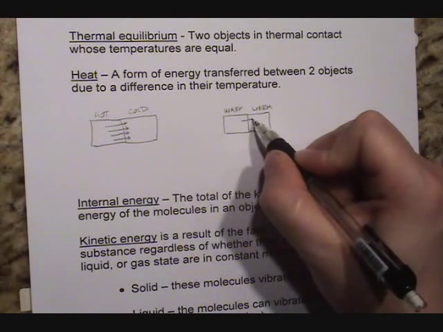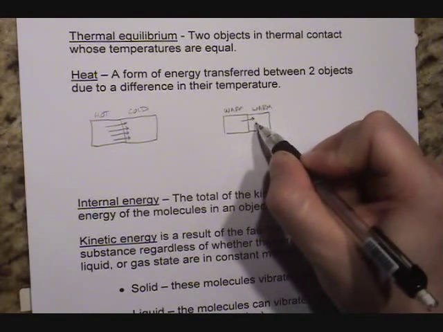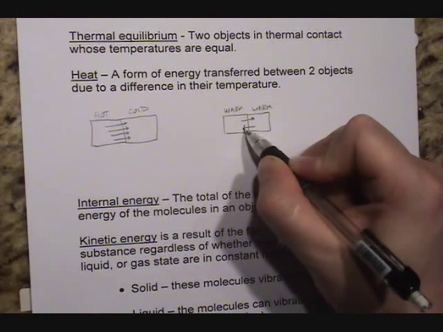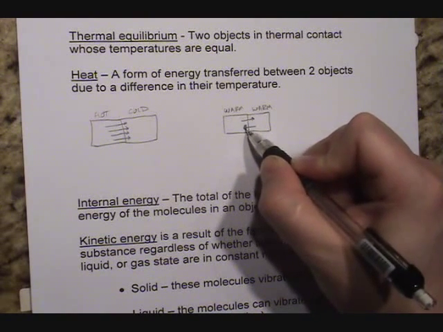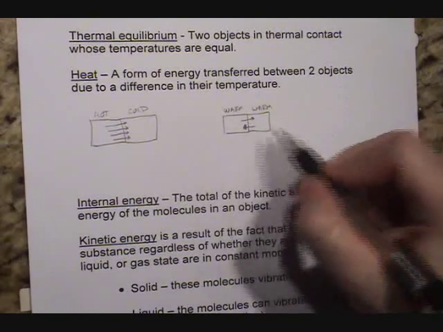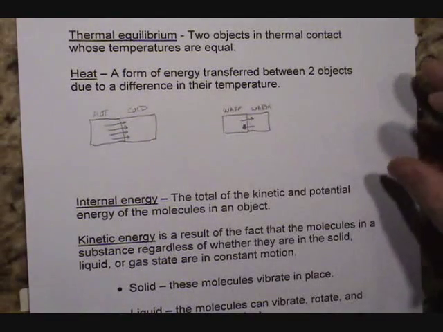And at that point, the amount of energy that's going from the object on the left to the object on the right is equal to the amount of energy that's going from the object on the right back towards the left. They exchange equally and the temperature no longer changes.